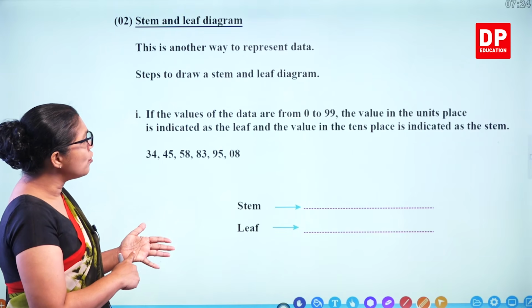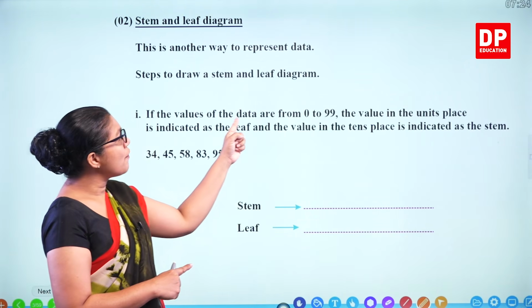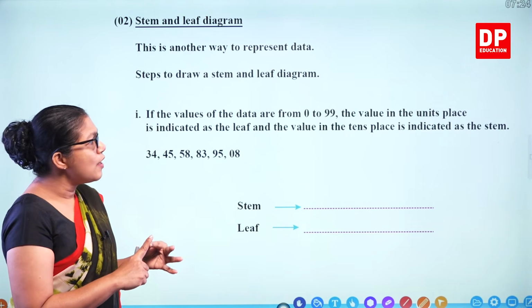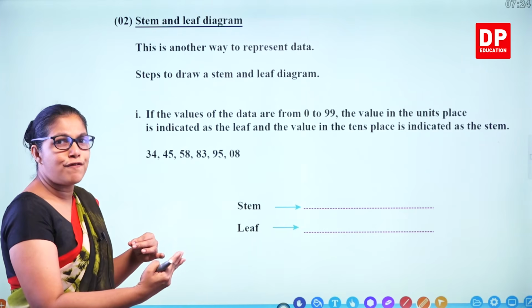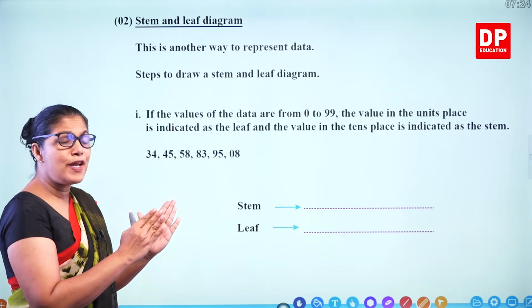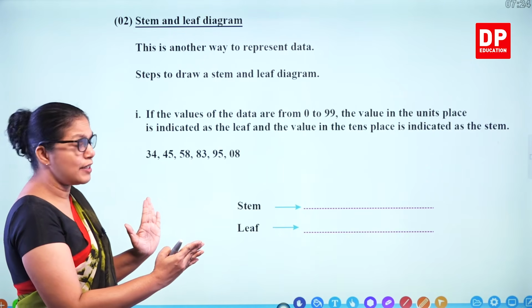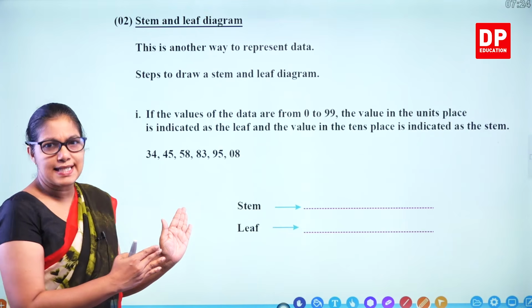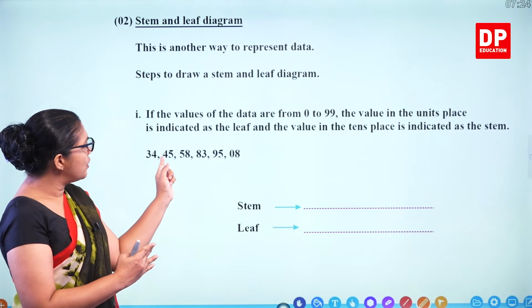So you have to first identify values of the data from 0 to 99. Then we take the units place value as the leaf. So we are dividing the number into leaf and stem. The units place value is the leaf and the tens place value is the stem. Now consider these numbers, all 2-digit numbers.